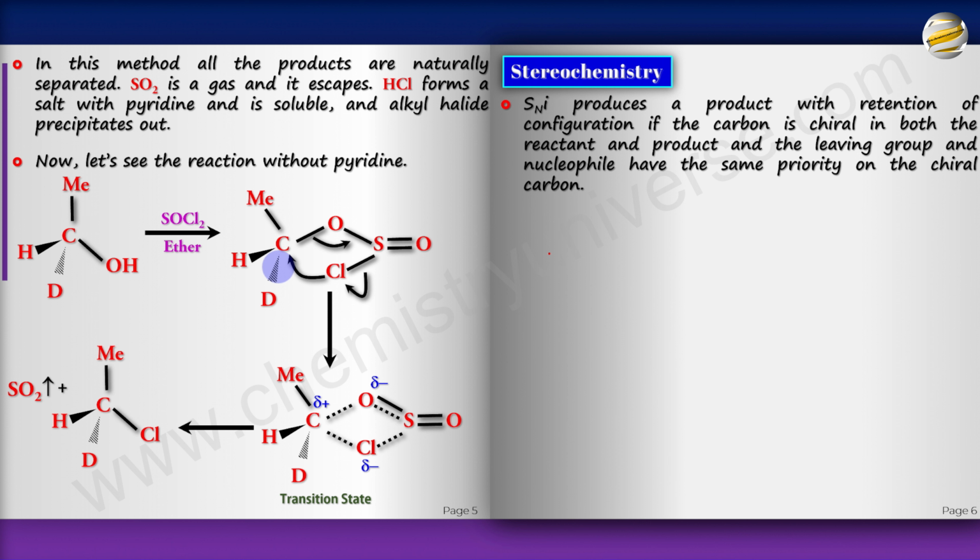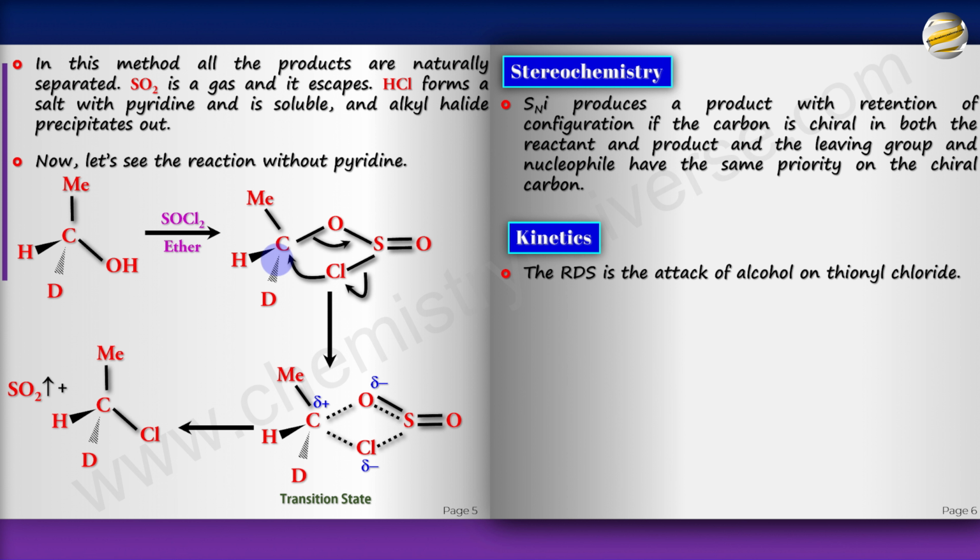And if you look at kinetics, remember it is the attack of the alcohol and SOCl2 that is the RDS. So in kinetics, the RDS is the attack of the alcohol on the thionyl chloride, and therefore it is going to be second order kinetics, as well as the molecularity will be 2.